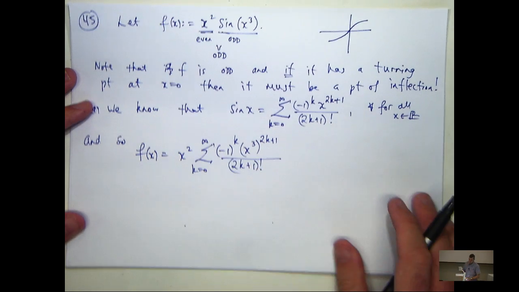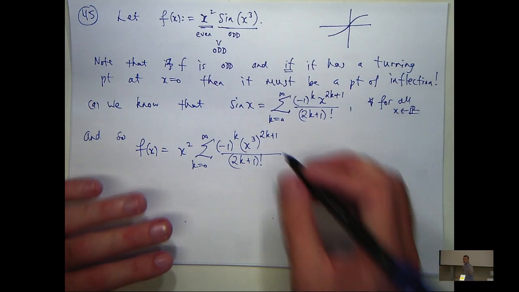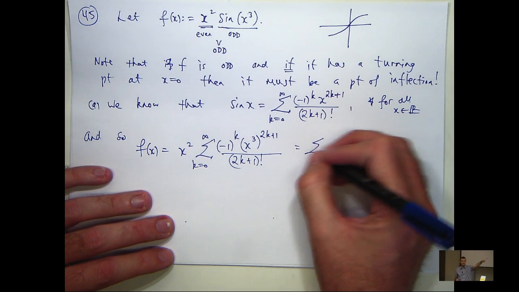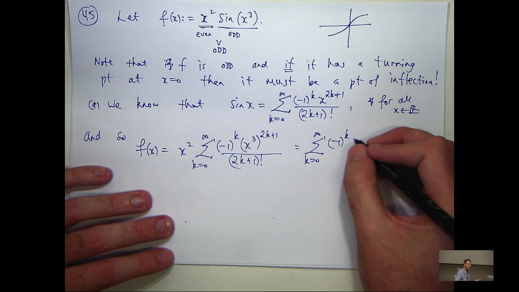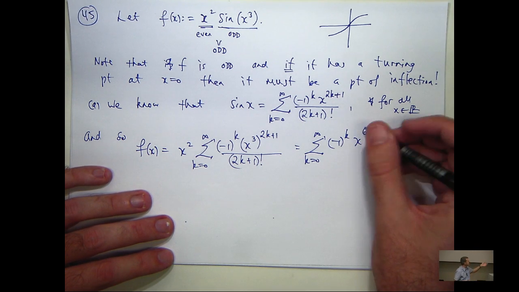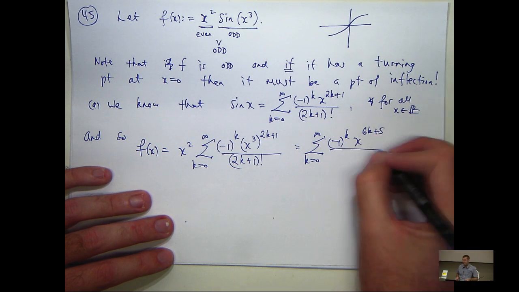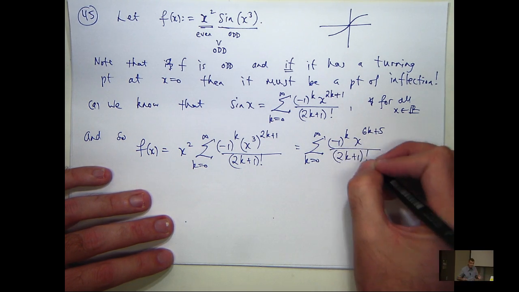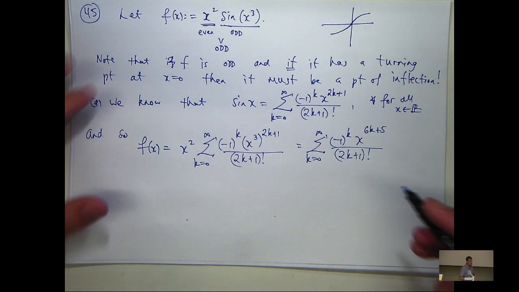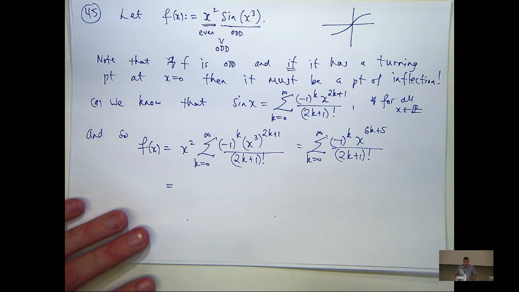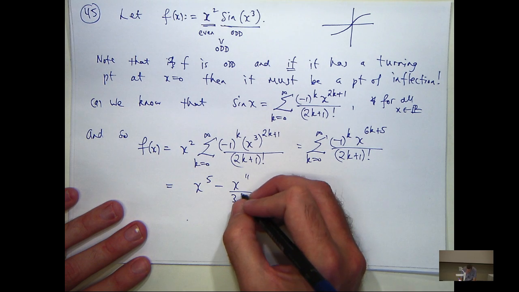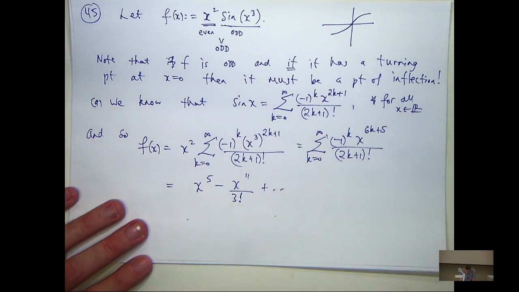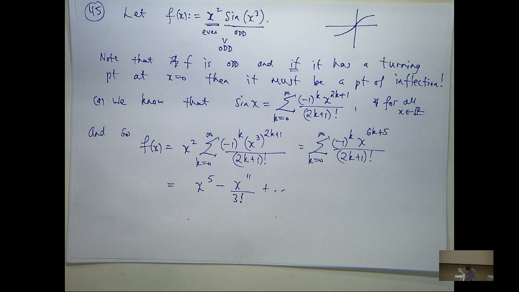So let's just fix that up. Bring the x squared in there. So what are we going to get? We're going to get something like x to the 6k plus 5. I'm just going to write out a couple of terms of the series to give us a slight feel for it. All right, so that's our power series about x equals 0.